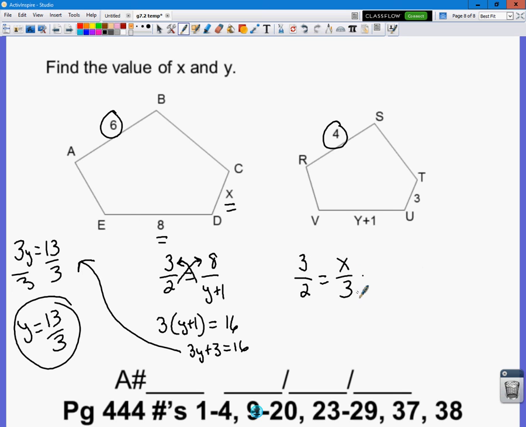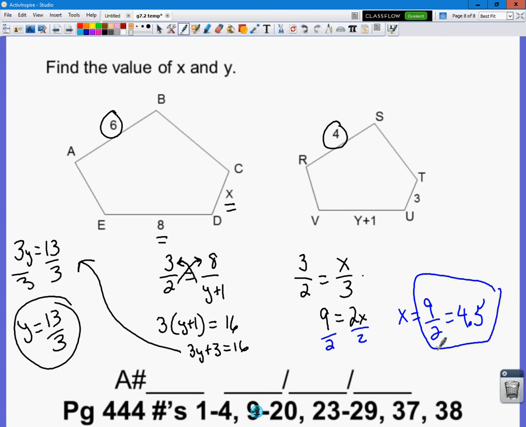I am going to cross multiply here. 3 times 3 does give me 9. 2 times x is 2x. And to solve this one, we would go ahead and divide both sides by 2. So x is going to be equal to 9 over 2. This one does come out to a terminating decimal, so I could change it to 4.5. I still think it's probably going to be easier in the long run if we just leave it as a fraction.